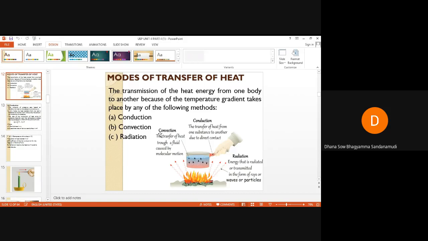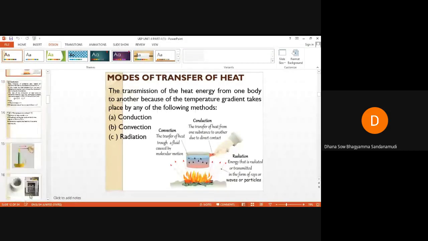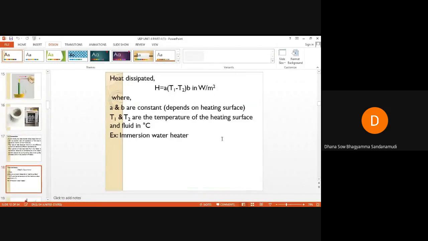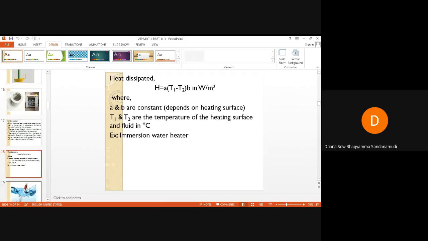The heat dissipated in this case can be measured by a formula given by H is equal to A into (T1 minus T2) to the power B, where A and B are constants that depend on the heating surface, and T1 and T2 are the temperatures of the heating surface and the fluid. An example is the immersion water heater.